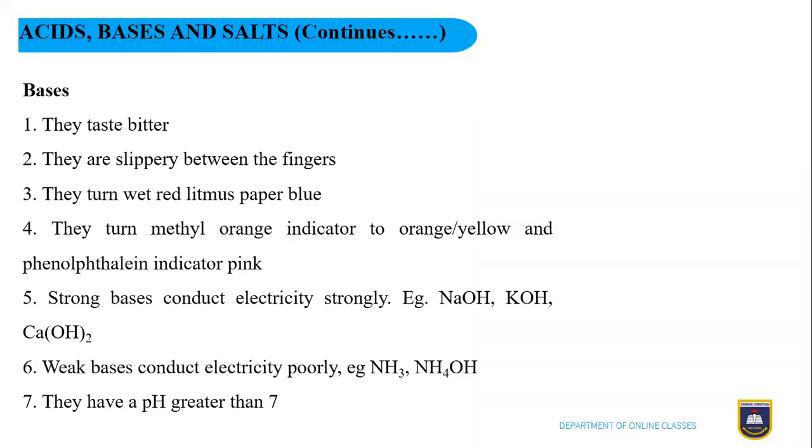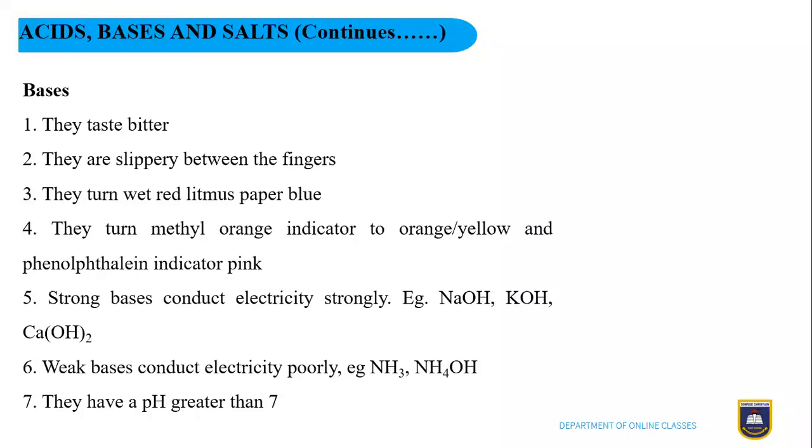Then they turn methyl orange indicator to orange or yellow, and phenolphthalein indicator pink. So I explained this. For methyl orange, in titration, it is actually orange or yellow in color. It is in the base that we drop it first. The base is in a conical flask. The base is colorless, plain. When you drop the methyl orange into the base, the methyl orange will just give its color to the base.